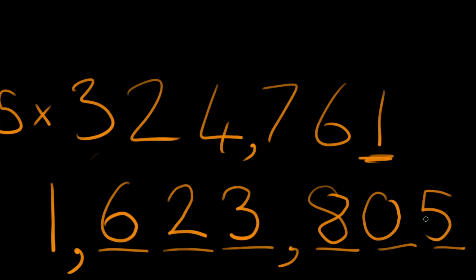Now I'm a bit nervous about this. Grab the calculator. 5 times 324,761. What do you have? 1,623,805. And that's exactly the same as what we got.